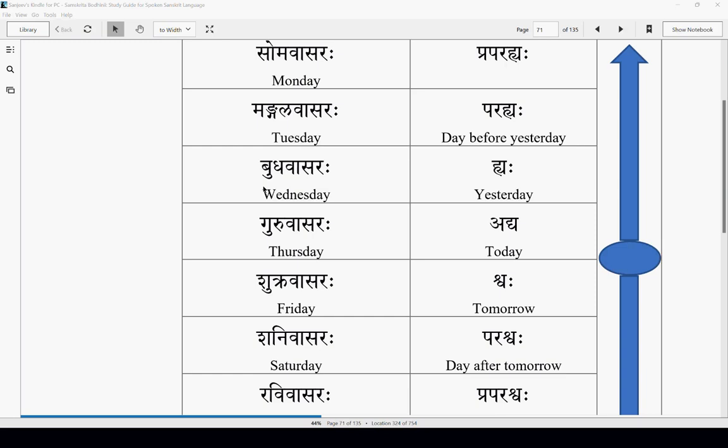Then Guruvasara. Guru is Jupiter. Guru itself means heavy. As you know, Jupiter is the heaviest planet in our solar system, and an important one. Guruvasara, as said in the beginning, is Brihaspati Vasara, you can also call it Brihaspati. There is also Deva Guru. And Shukra is Venus, and is Bhrigu.